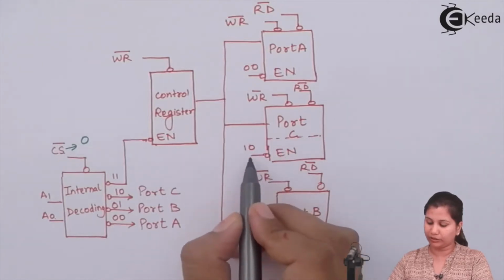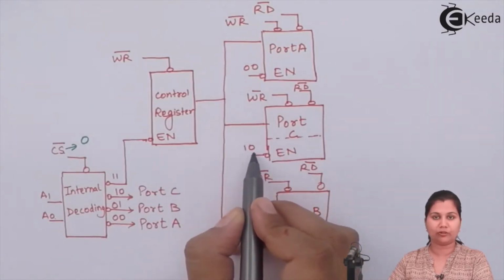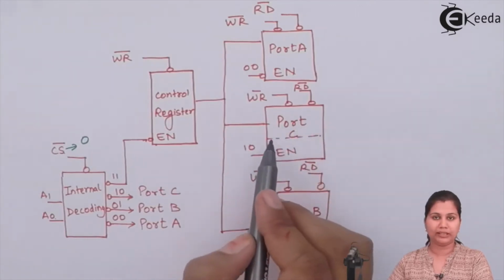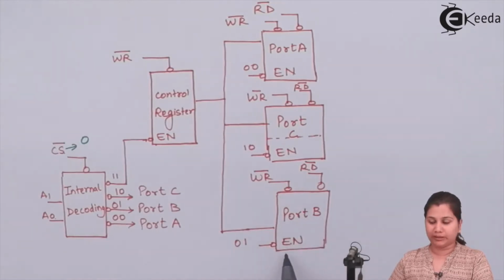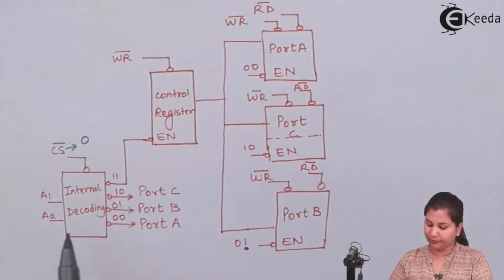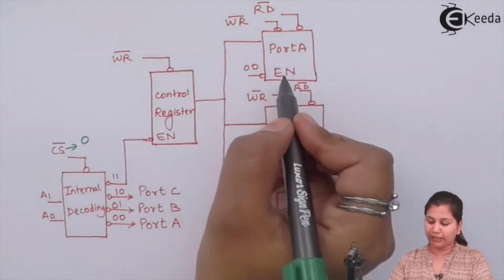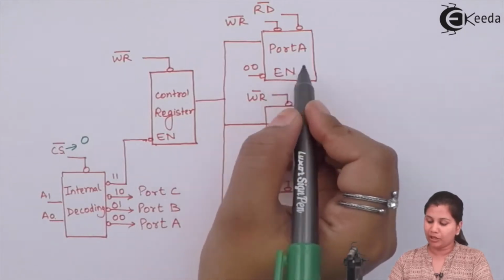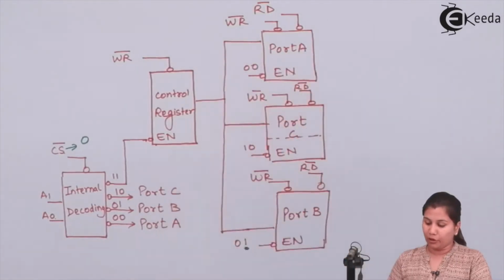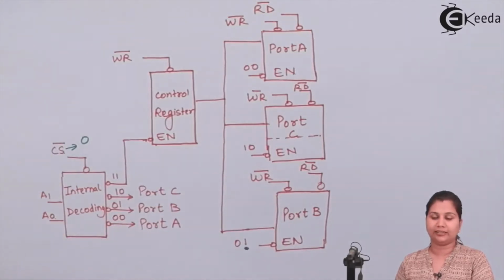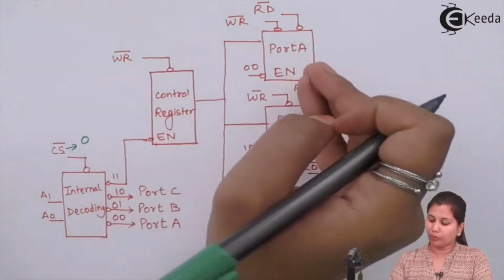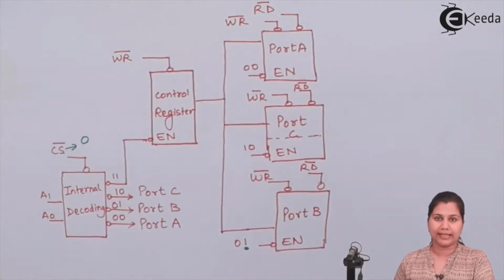It's written here that on the enable line, if the value of A1 and A0 is 1, 0, then port C will be enabled. If its value is 0, 1, then port B will be enabled. Its enable line here has the input written 0, 1. If its value is 0, 0, then the port A enable line will be high, or this port A will be selected. So A1 and A0 decide whether the control register or port A, B, and C are going to be selected.